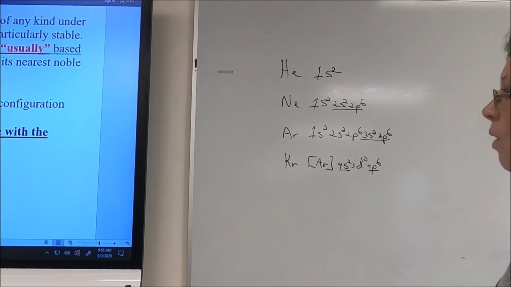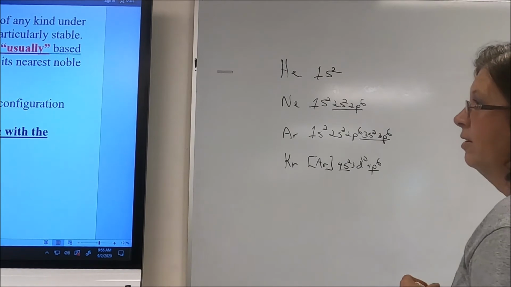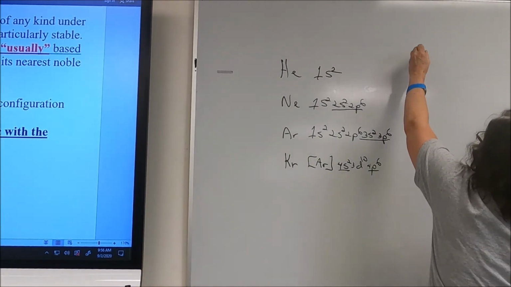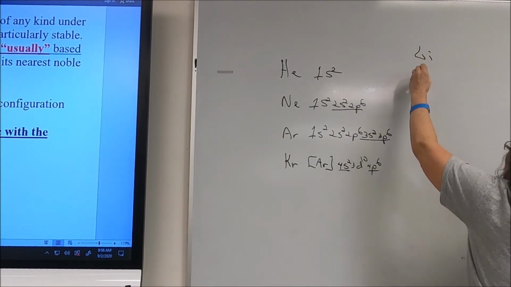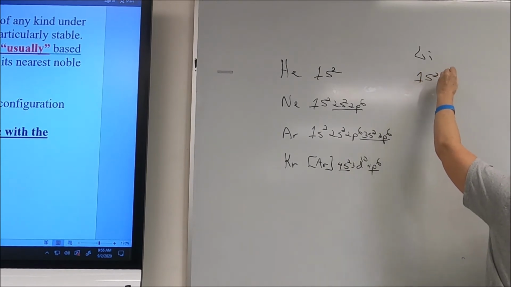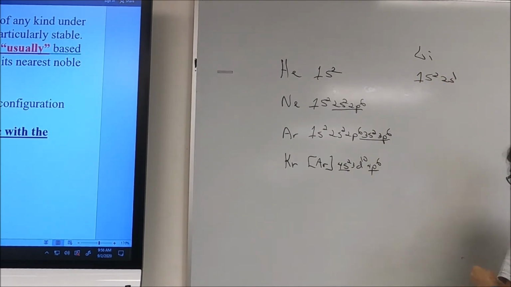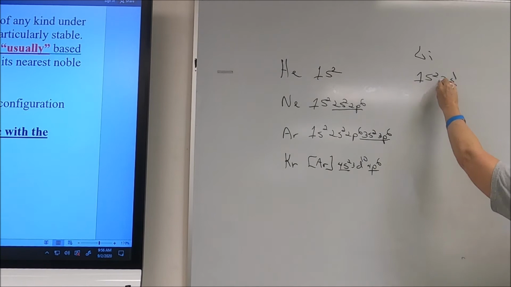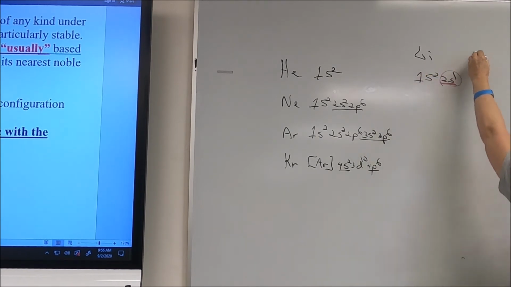Okay? So if I looked at lithium, lithium's electron configuration is 1s2, 2s1. Lithium has 1 electron more than helium. If lithium wants to look like helium, it's going to need to give up this 1 electron. Okay? So I get a lithium 1+ ion, 1s2. It gets to look like helium.